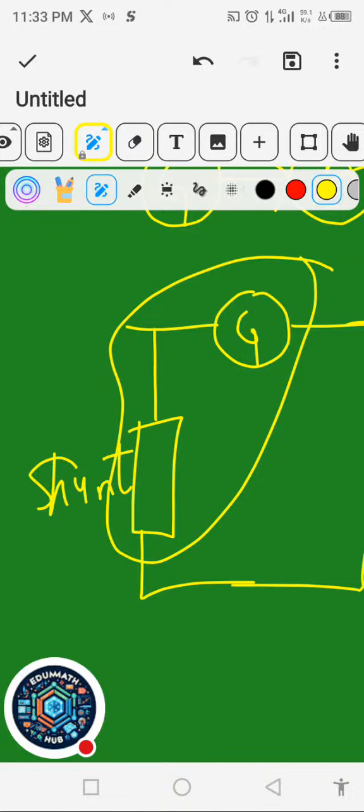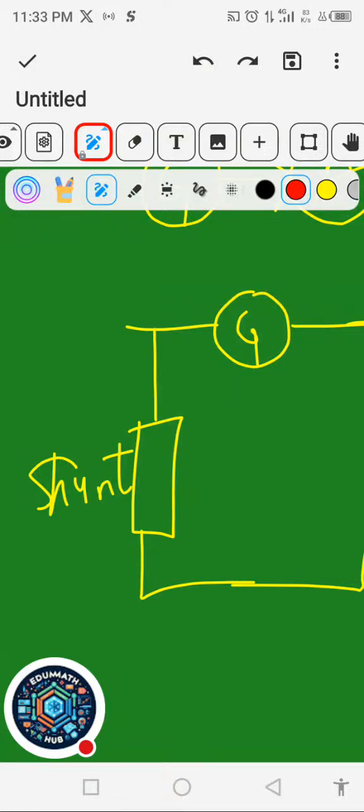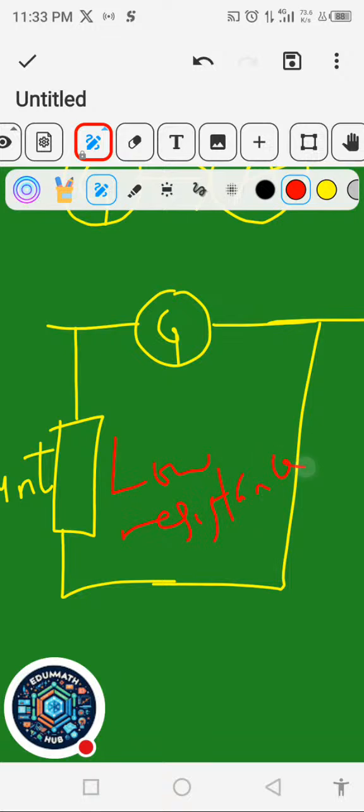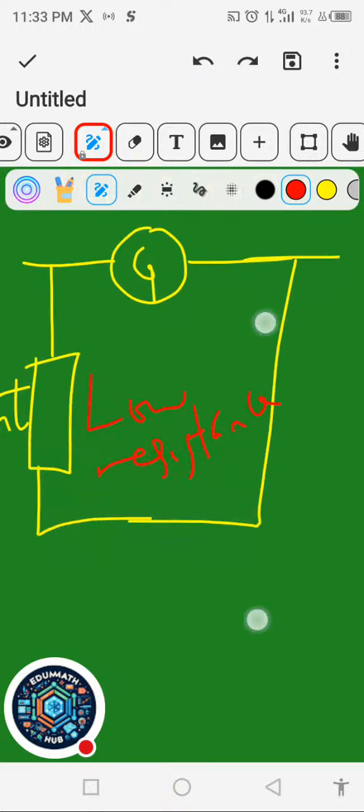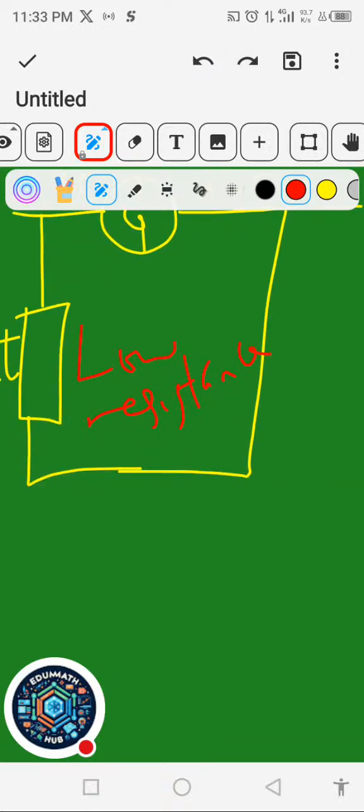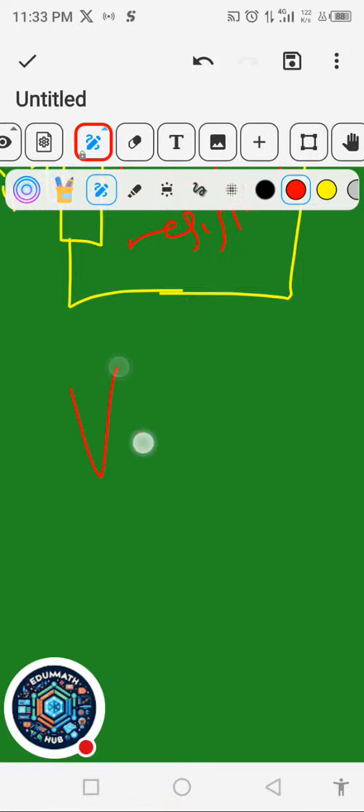So enough current will pass through this part because this one has a small resistance. Don't forget, galvanometer cannot take too much current though. It will blow. That's why you have to allow plenty current to pass through this shunt. This shunt has low resistance, so enough current will pass through it. Then this one will now measure the small current that is passing through. Okay. Then the last one is voltmeter.